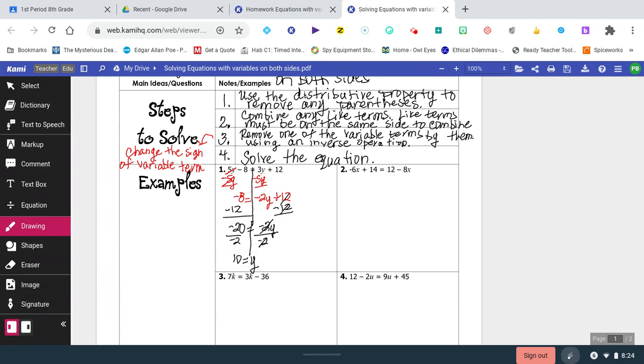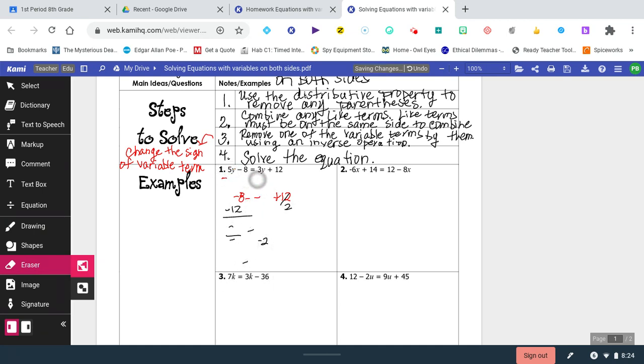Okay, now I said I was going to show you where you can get rid of the 5y or the 3y, because some people are going to say, well, which variable term do I get rid of? I really don't care which variable term you get rid of. You just choose one and then change the sign of the variable term to get rid of it, okay? All right, so I'm going to erase this, and I'm going to show you that you could have also gotten rid of the 3y. Again, totally up to you.